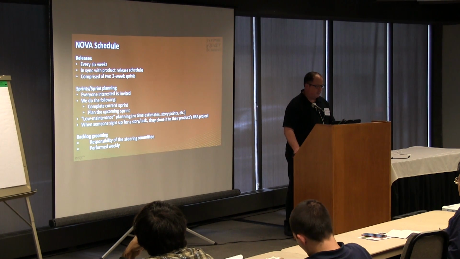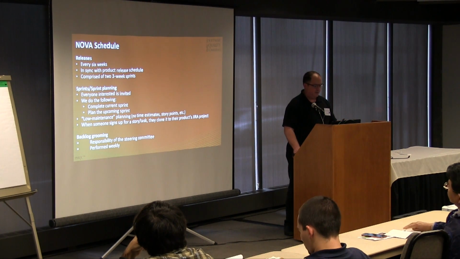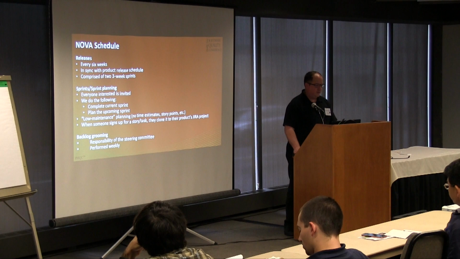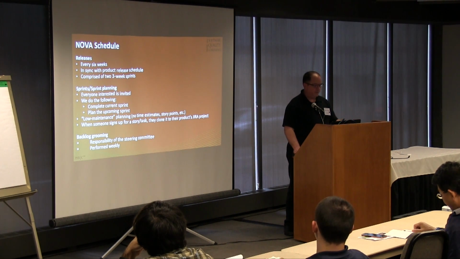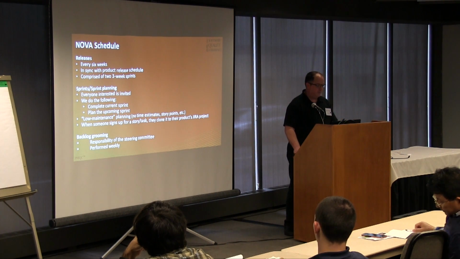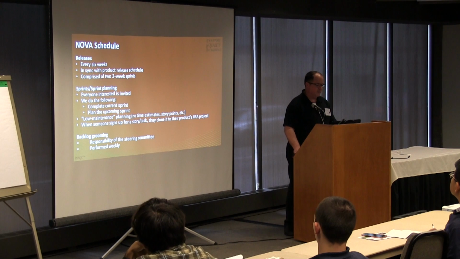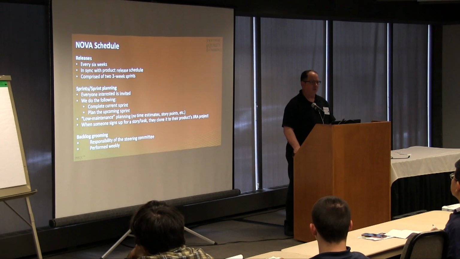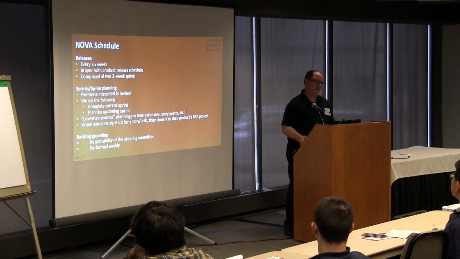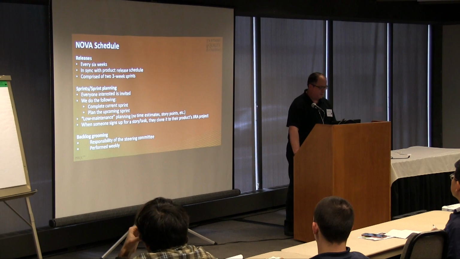But just for the purposes of this slide, as an example, we would do the releases every 6 weeks. We would do them in sync with the product release cycle, and they would be comprised of 2 3-week sprints. So now what we do is we do quarterly releases, and they're comprised of 3 1-month sprints. But that's adjustable just depending on your needs.